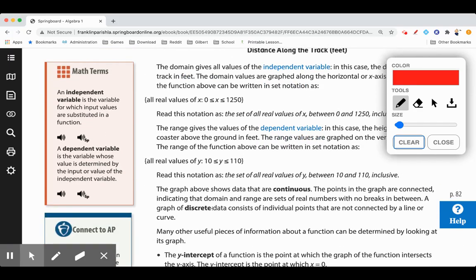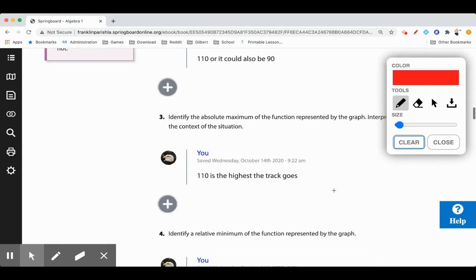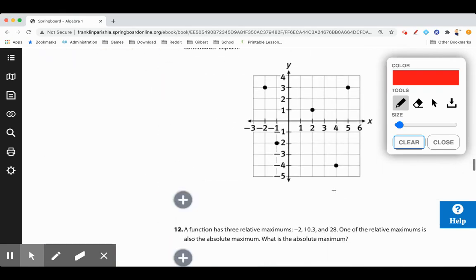Okay, continuous versus discrete. Continuous, the points are connected. It covers everything in between these points. From 0 to 250, 10 to 110, everything in between is covered with this line. It's continuous. And from here to here, here to here, all of it is continuous because it's connected by lines. Discrete would look like this.